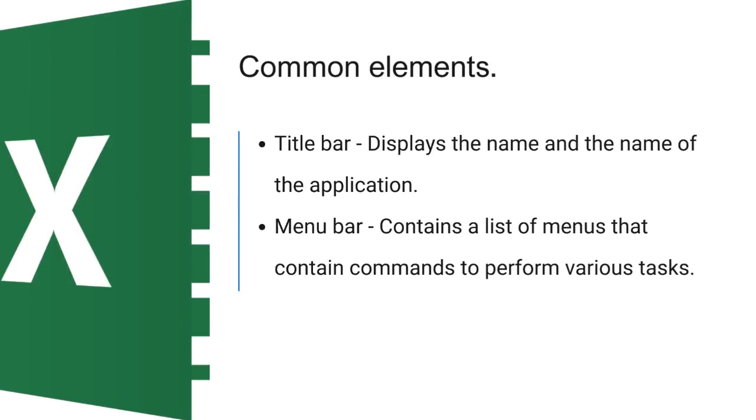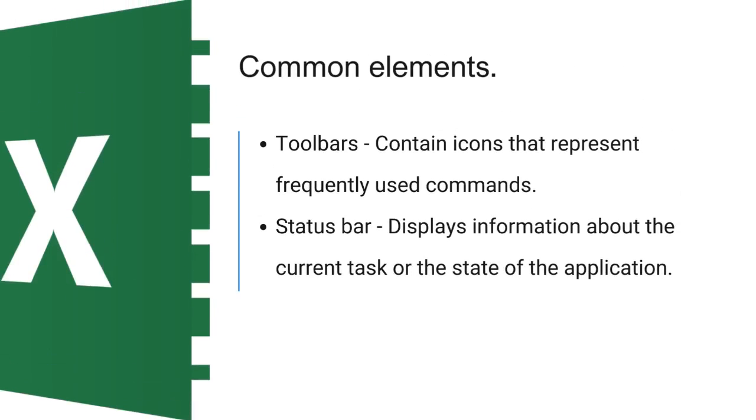Elements of a GUI. The common elements of a GUI are: Title bar, displays the name of the current title and the name of the application. Menu bar, contains a list of menus that contain commands to perform various tasks. Toolbars, contain icons that represent frequently used commands. Worksheet, the main area where you enter and manipulate data. Status bar, displays information about the current task or the state of the application.